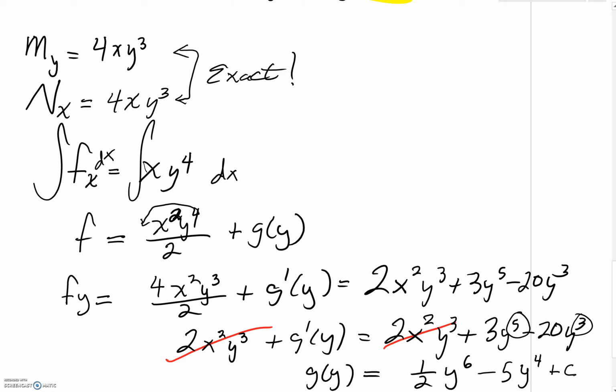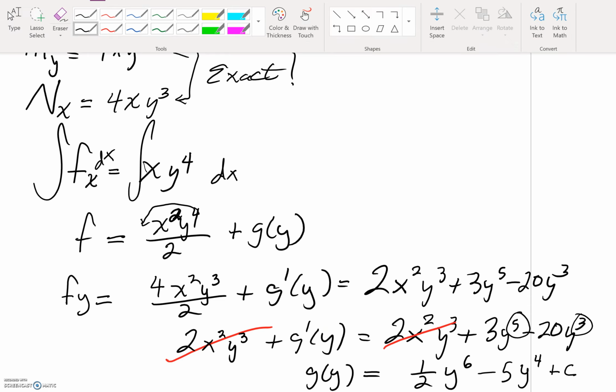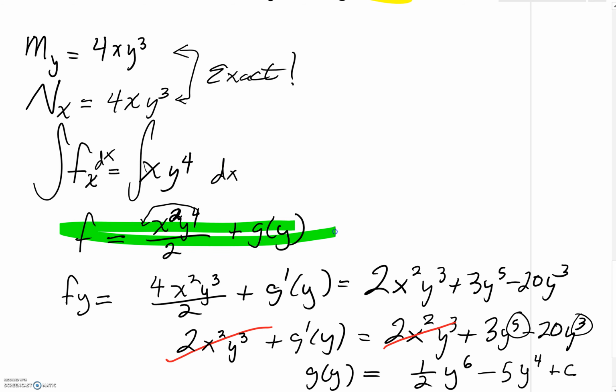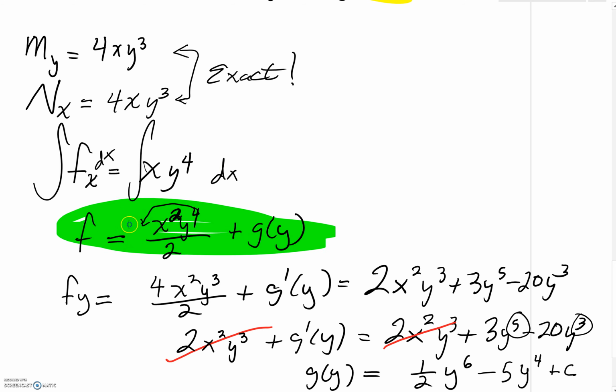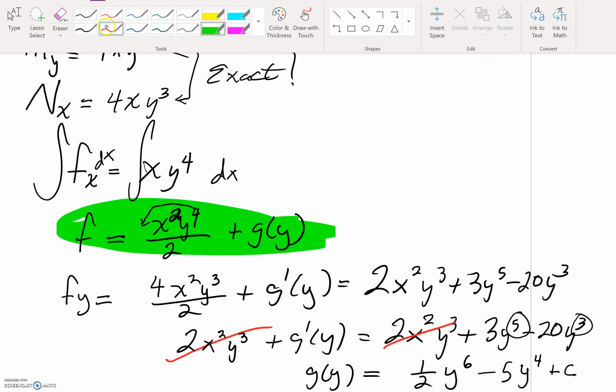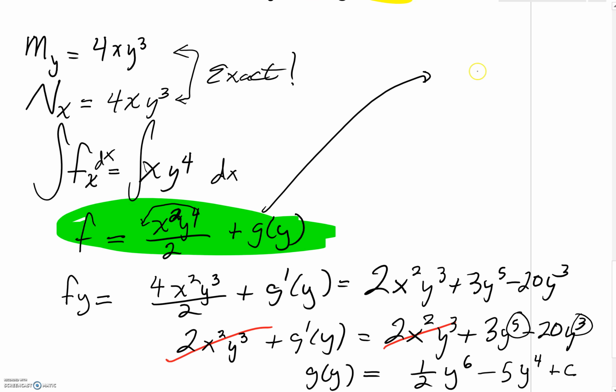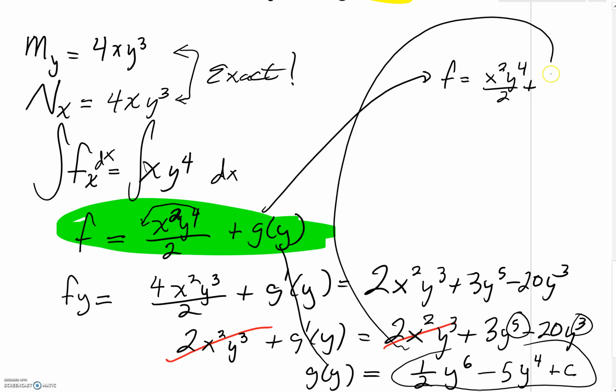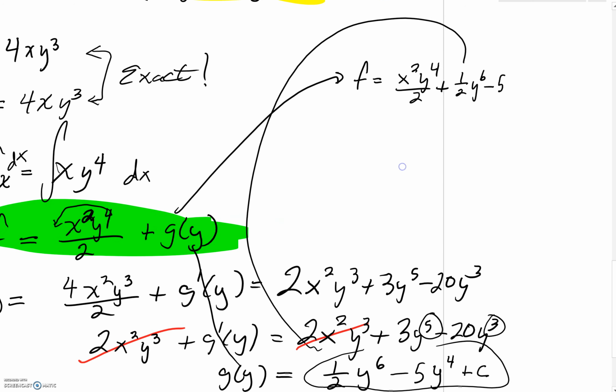plus C. So one other thing I really want to point out to you, and this is so critical, is that really at this earlier stage, we found that f, and I'm going to maybe raise this back up here, f was equal to x squared y to the fourth all over 2 plus, well, now I know what this g of y is. We just found that at the bottom. We can bring it back up. We're going to have 1/2 y to the 6 minus 5 y to the fourth plus C.